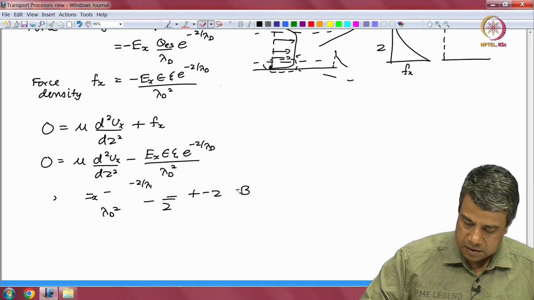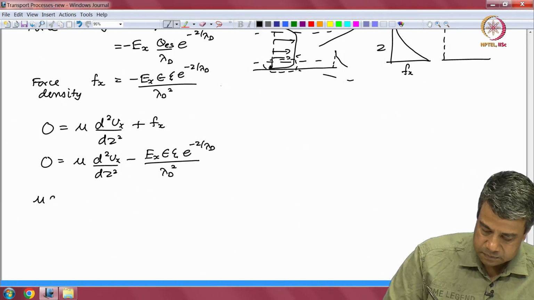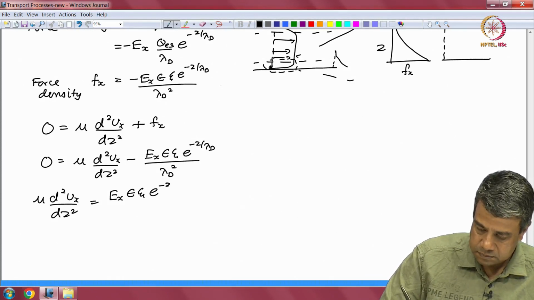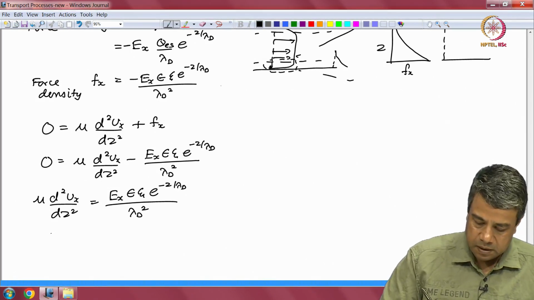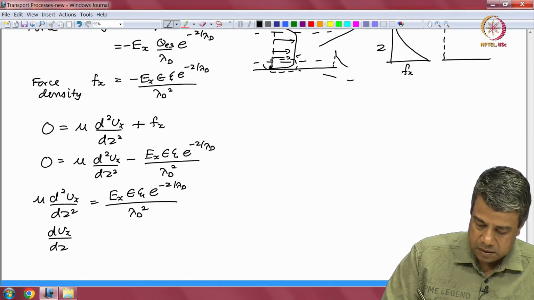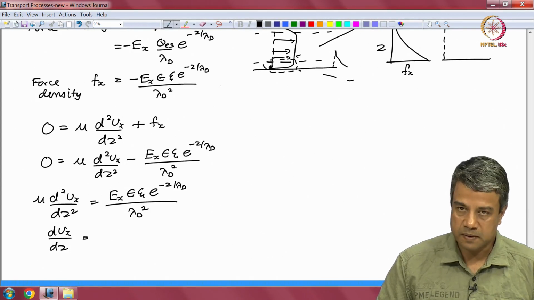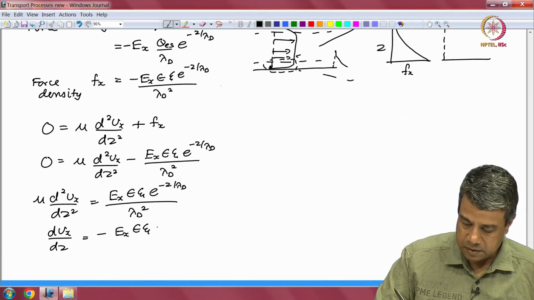I made a mistake in this. It is not z square by 2. So, let me just rewrite that. Therefore, dVx by dz, integral of e power minus z by lambda d is minus lambda d times e power minus z by lambda d. So, this is equal to minus E x epsilon zeta, e power minus z by lambda d divided by lambda d, plus A.